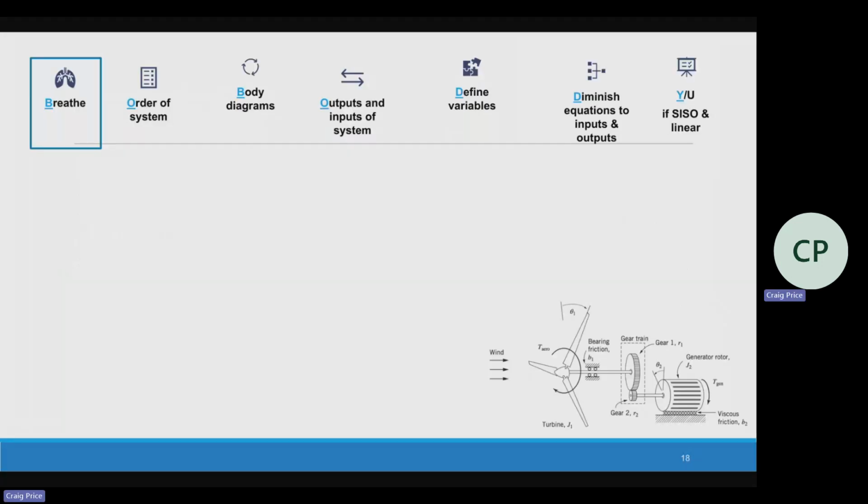Breathe. Okay, thank you. This looks kind of complicated. I know we did a rotational problem last time, but a gear, wow, okay. Let's go for it. So I take my breath. We can do this. What do you think the order of the system is?